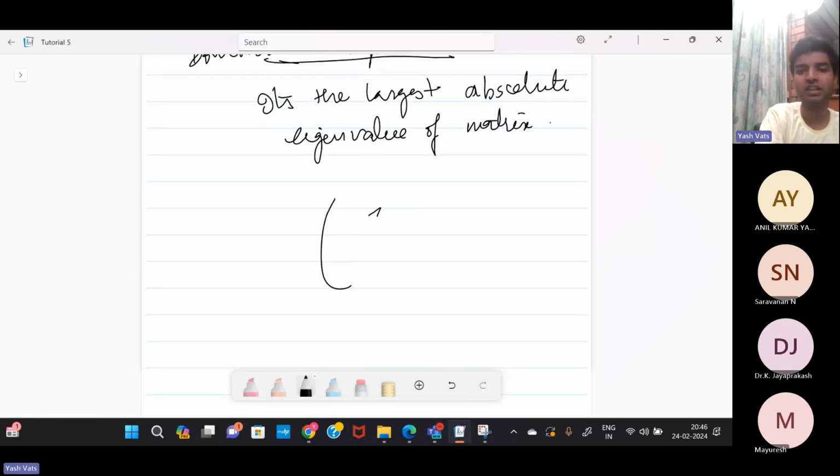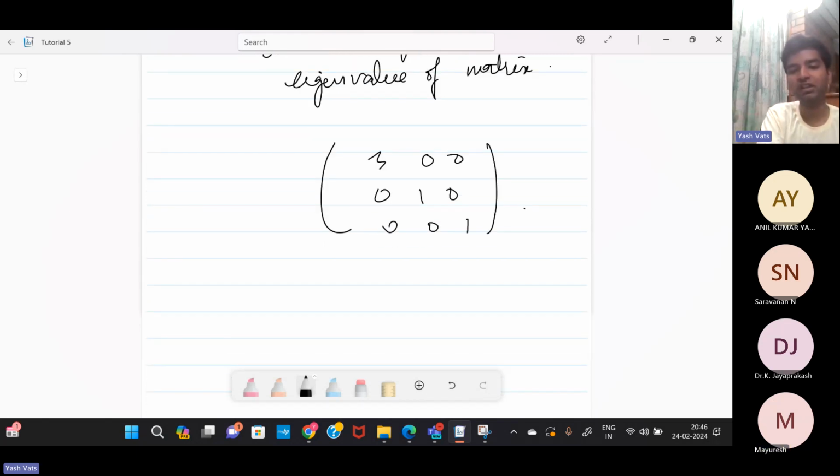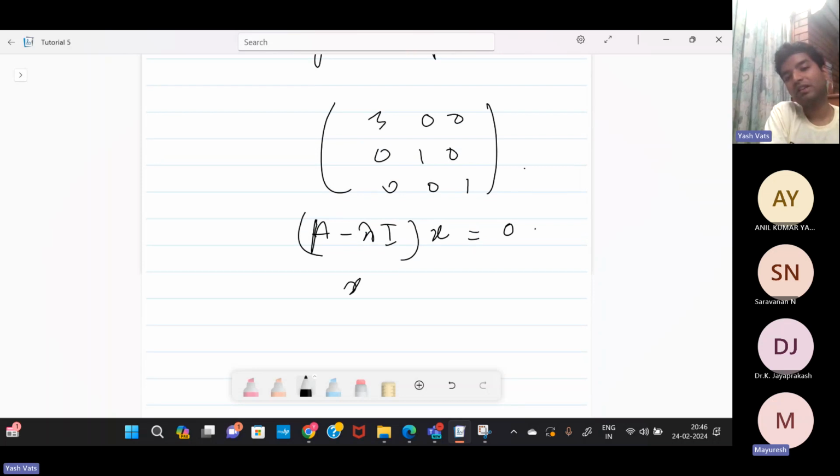So in this case, if I give you a matrix like this, what is the dominant eigenvalue? Can anybody say? 3. Yes, 3. So you can find the dominant eigenvalue, and the corresponding eigenvector you can find out. If lambda is an eigenvalue, then A minus lambda I x is equal to 0, right?